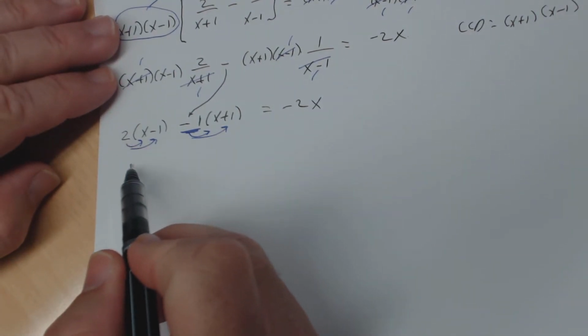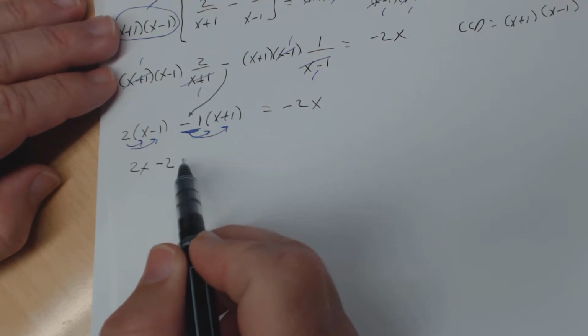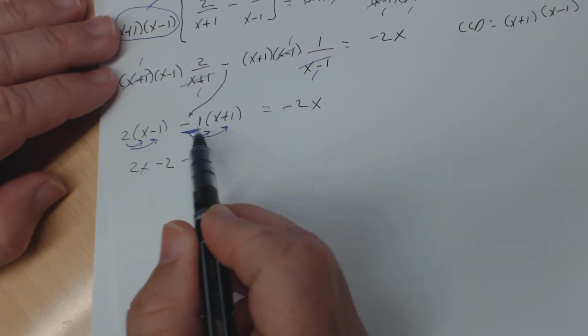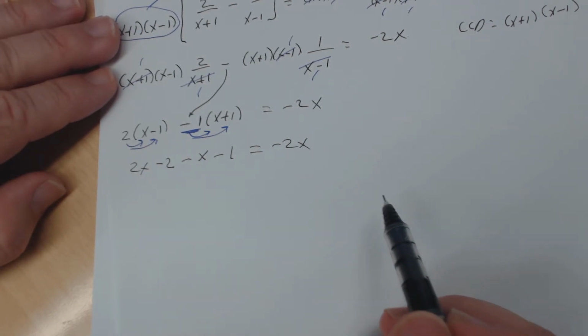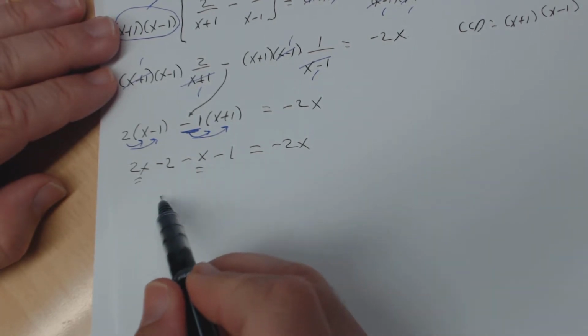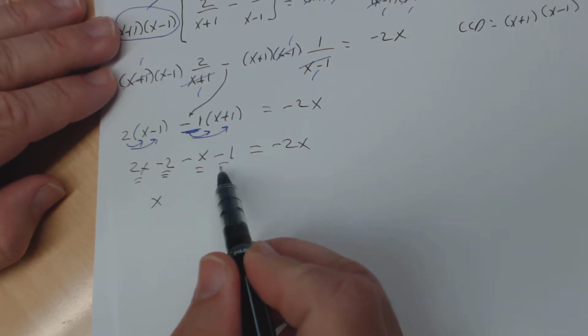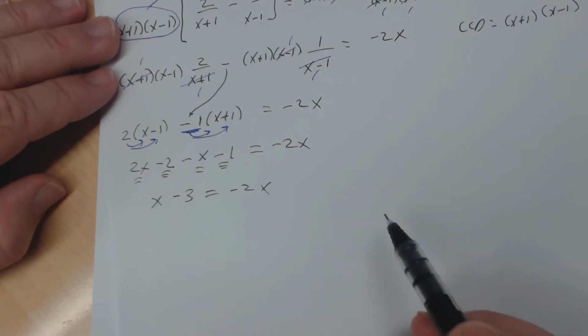So I get 2 times x is 2x, 2 times negative 1 is a negative 2, a negative 1 times x is a negative x, and a negative 1 times a positive 1 is a negative 1, and that's equal to negative 2x. 2x minus x, combining like terms, 2x minus x is x, a negative 2 and a negative 1 is a negative 3, and that's equal to negative 2x.